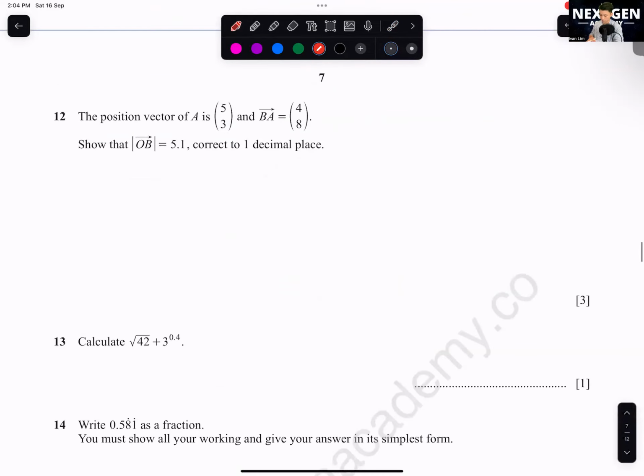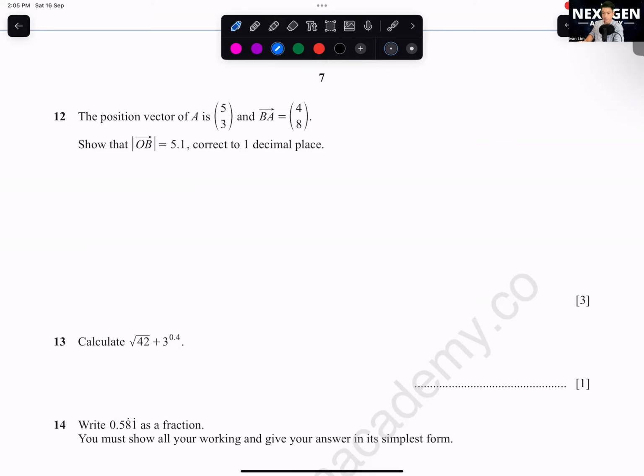Okay, question 12. The position vector of A is (5, 3). BA is (4, 8). Show that the magnitude of OB is 5.1 correct to one decimal place. Okay, 3-mark question. How to find OB? That is the question. How to find OB first?